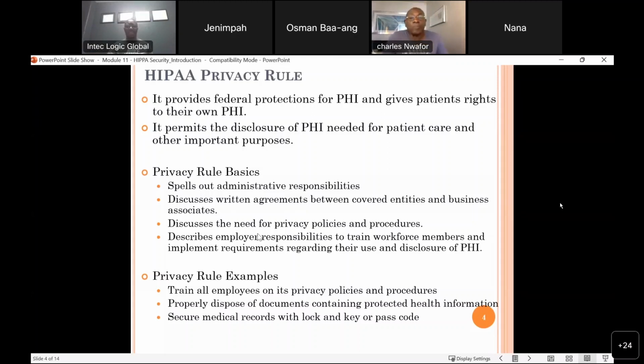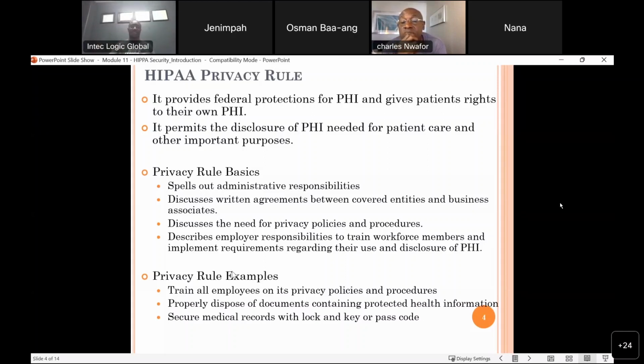It discusses the need for privacy policies and procedures. They describe the employer's responsibility to train workforce members and implement requirements regarding their use and disclosure of PHI. So it's the privacy and legal team's job to make sure that employees are well trained, right? PHI is a serious thing. You don't play with PHI in a covered entity. If you joke with PHI, you will lose your job. So the privacy team is to train people how to handle PHI, right?